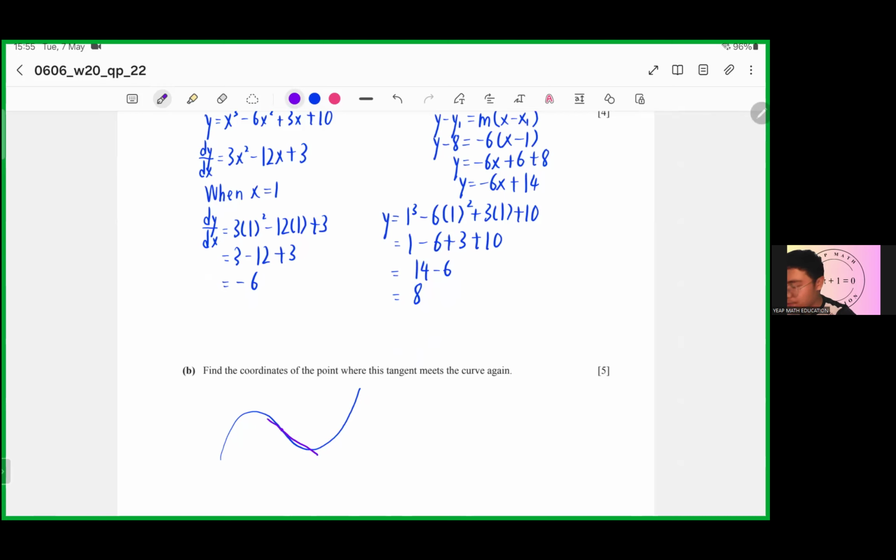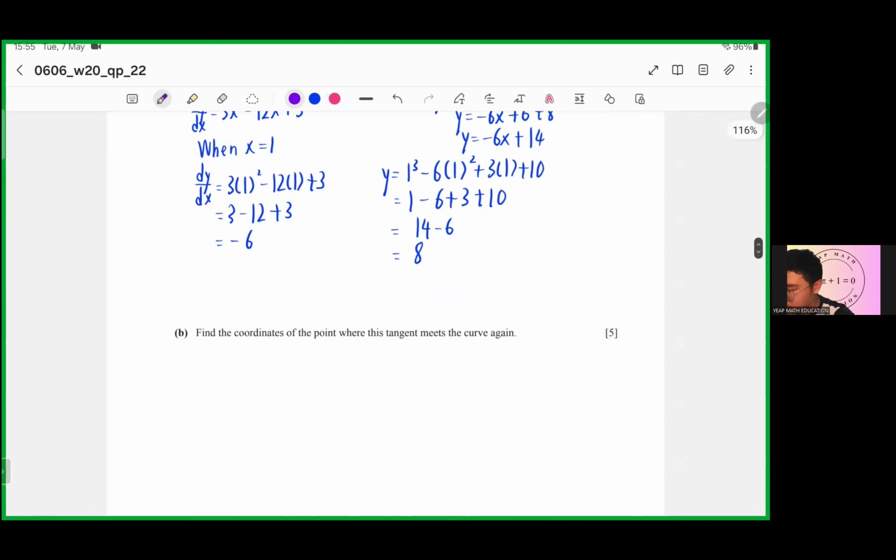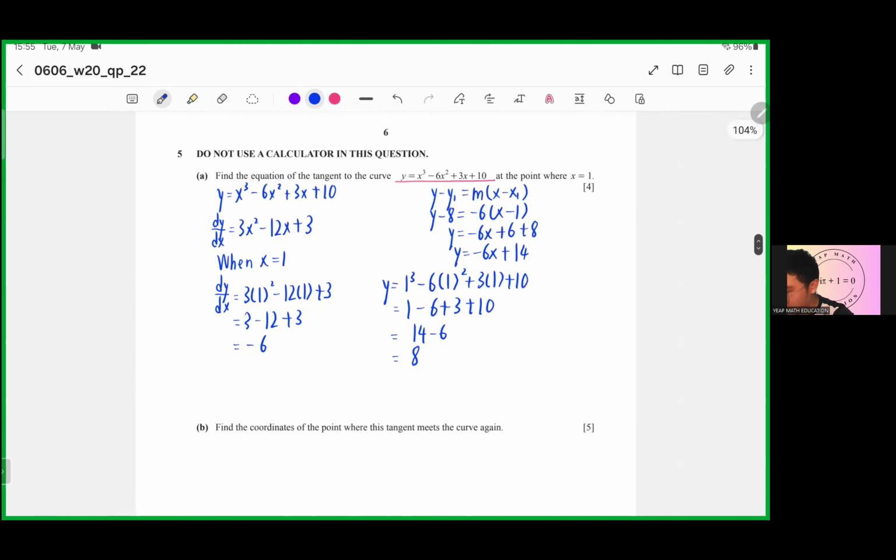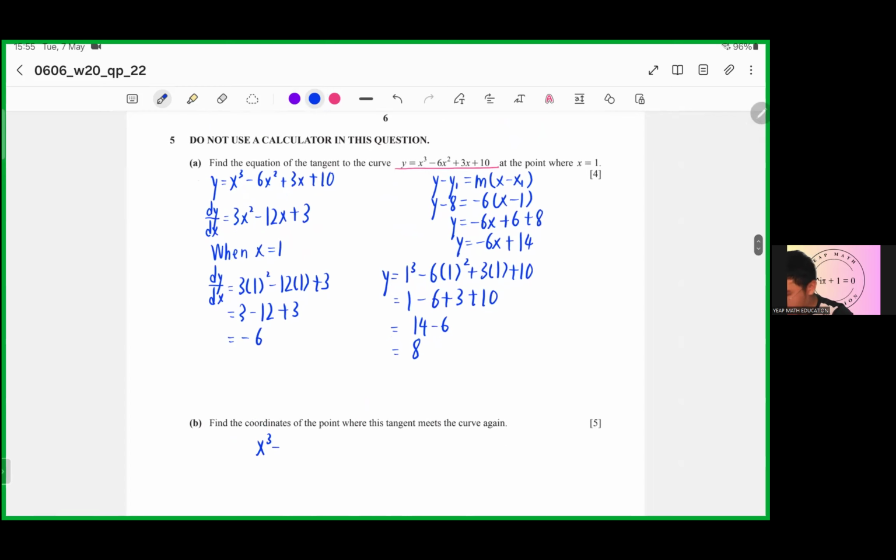Like this way, maybe. But I erased it. So we already understand the concept now. We can write x cubed minus 6x squared plus 3x plus 10 equals negative 6x plus 14. So we can write x cubed minus 6x squared plus 9x plus 10 minus 14, negative 4, equals 0.